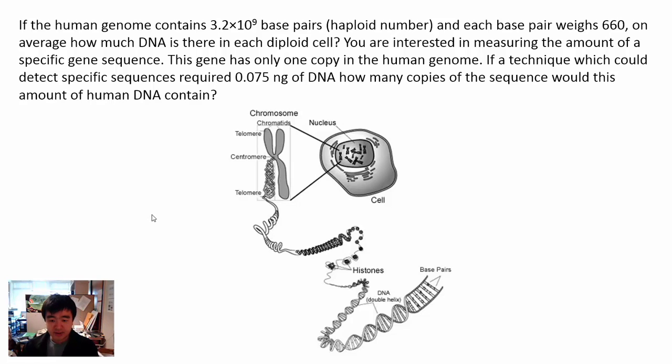So this question is telling us that in each human genome there are 3.2 times 10 to the 9 base pairs. So there's 3.2 billion base pairs in each haploid genome.